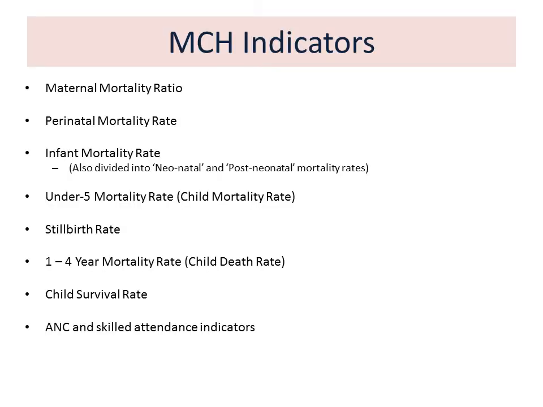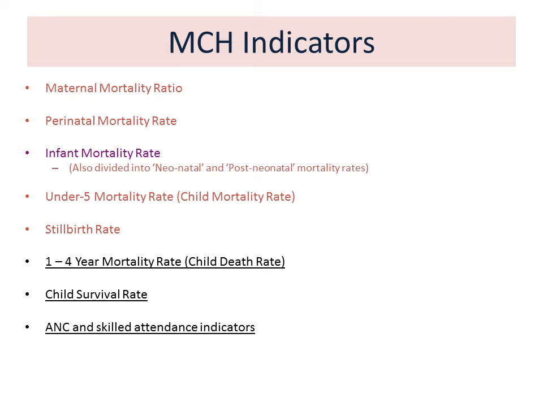Some important MCH indicators are listed below. These are maternal mortality ratio, perinatal mortality rate, infant mortality rate, which includes neonatal and postneonatal mortality rates, under 5 mortality rate, also known as child mortality rate, stillbirth rate, 1 to 4 year mortality rate, also known as child death rate, child survival rate, and antenatal care and skilled attendance indicators.